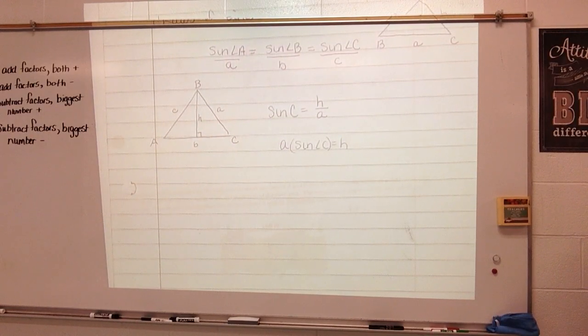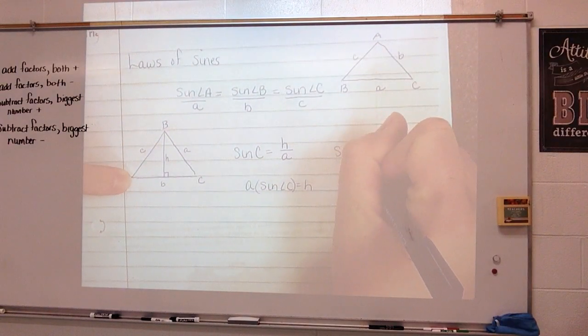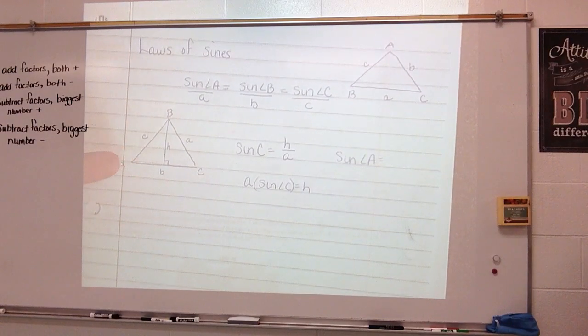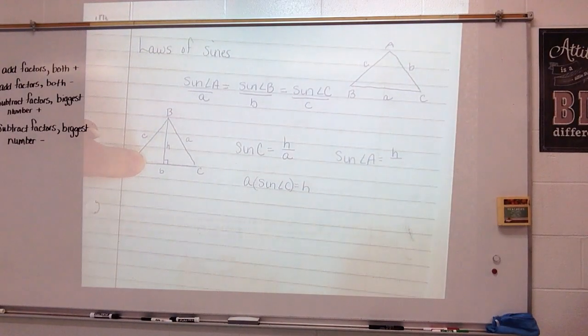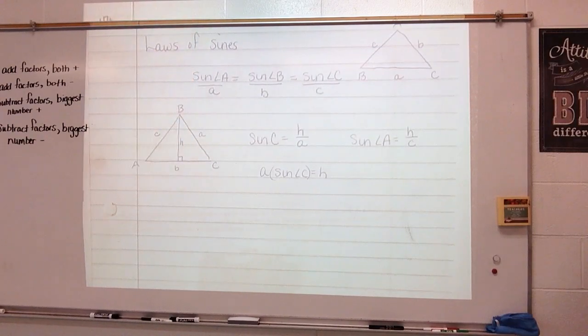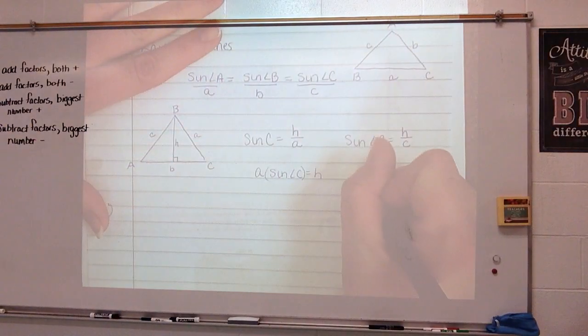What is the sine of A? Let's look at the sine of A. I'm going to mark this over here so we can compare them. The sine of angle A is opposite over hypotenuse, which is c. Once again, if I solve for h, I get c times the sine of angle A is equal to h.